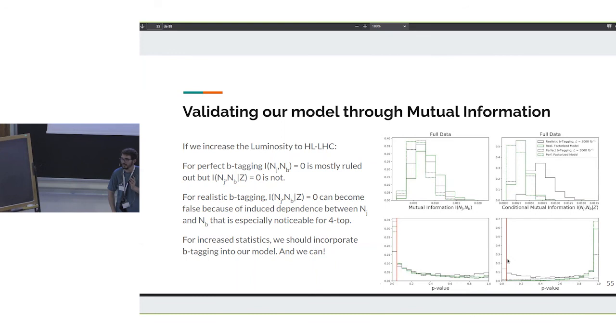Just trying to repeat what you said: with perfect B-tagging at the LHC, your conditional model actually cannot be ruled out, because why would it? No, but this is the conditional model that we learn from data. So in all these cases, we have learned it. Yeah, that's the idea. For perfect B-tagging, we should be able to learn it from data.